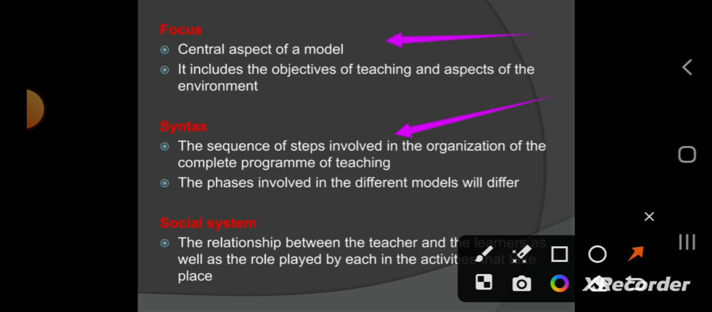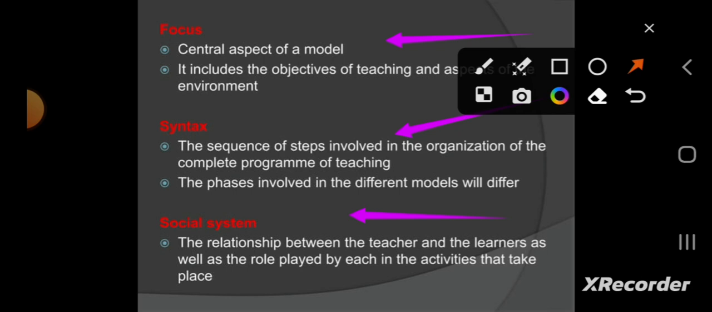Syntax. Sequence of steps. Syntax pertains to the order and structure of instructional activities within the teaching model. It outlines a systematic sequence of steps that make up the entire teaching process. Different models may have varying phases or stages, but syntax ensures that there is a coherent and logical flow of how teaching and learning are organized. It provides a framework for implementing the model effectively.